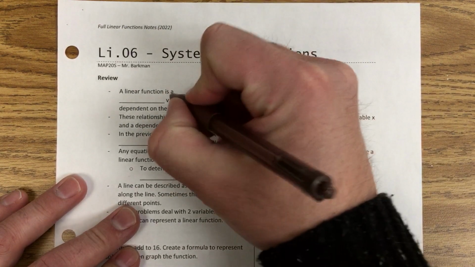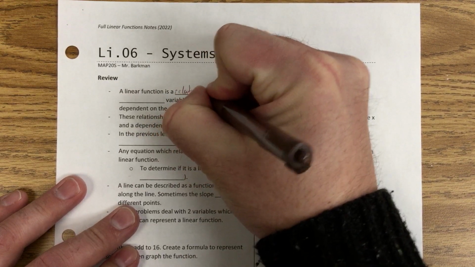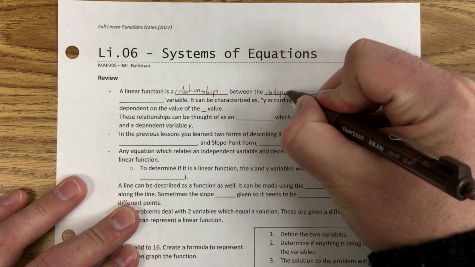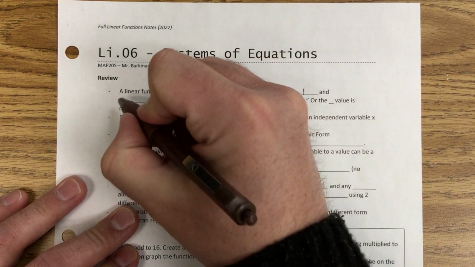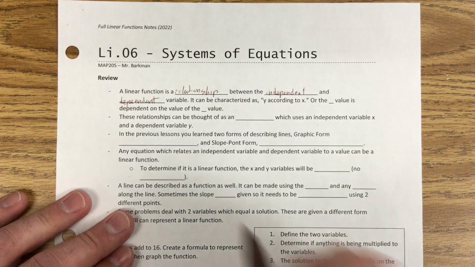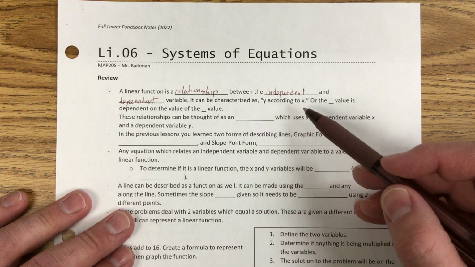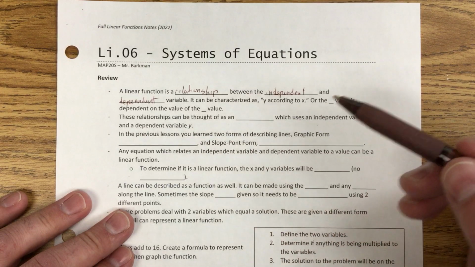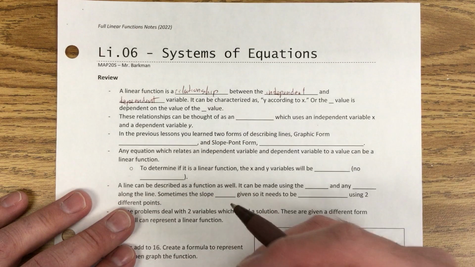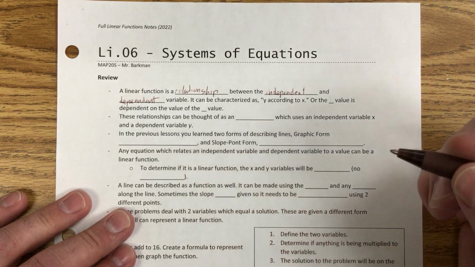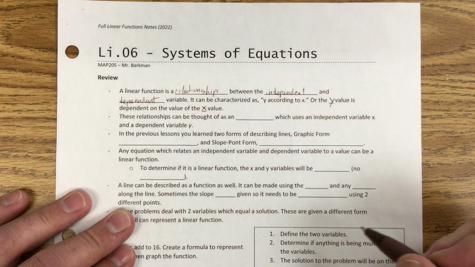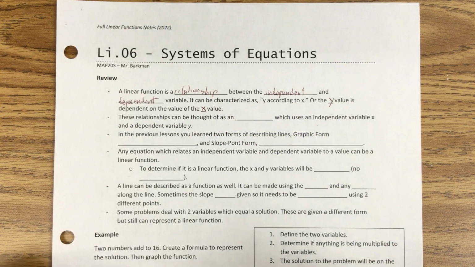A linear function is a relationship between the independent and dependent, or x and y variables. It can be characterized as y according to x. So how is our dependent variable in relationship to our independent variable? How is it changing? And we use slope to do that, and then we can use other equations to represent that as well. Or we can also think of it as the y value is dependent on the value of the x value, or the x term in our point.